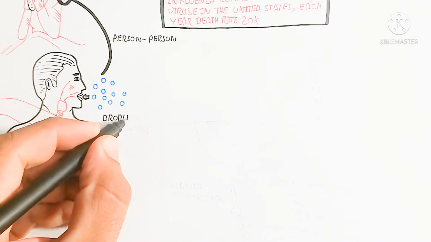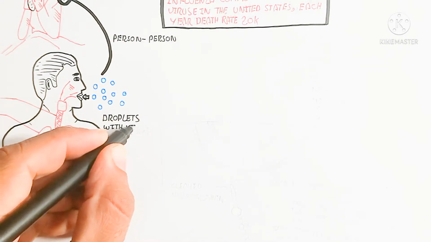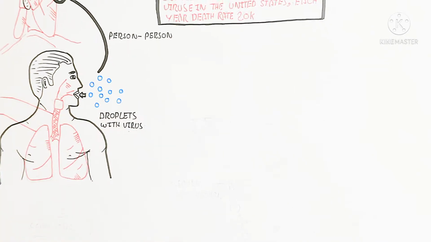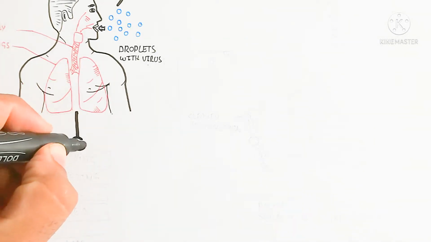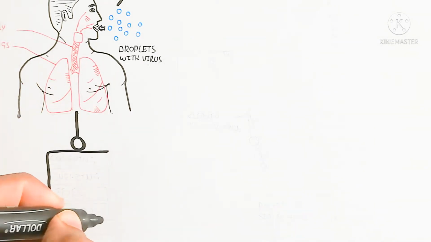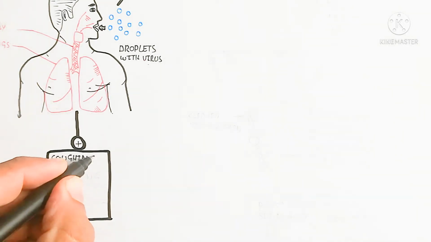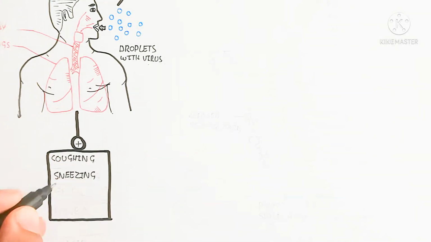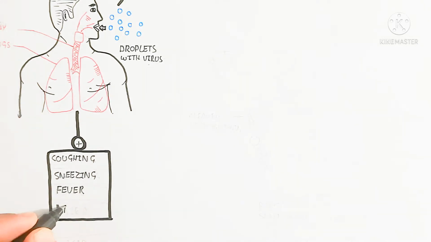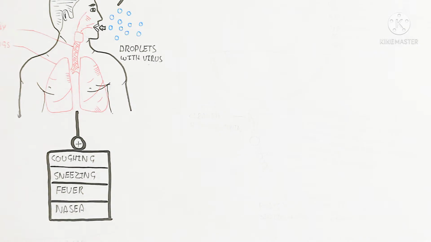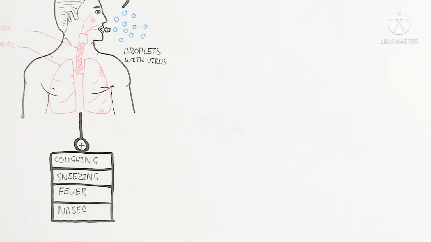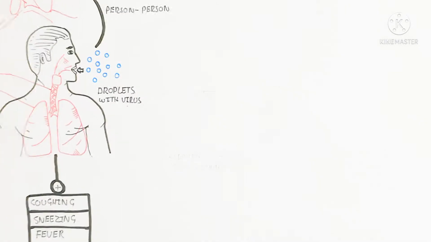Let's begin by understanding the symptoms. Here is a droplet with virus. The symptoms can be coughing, sneezing, fever, and nausea. Even a high fever can occur due to the immune response, which increases the temperature to kill this virus, because its normal function is not available at 37 degrees Celsius, so the temperature will rise for killing it.